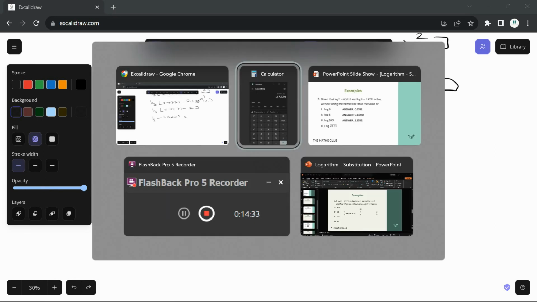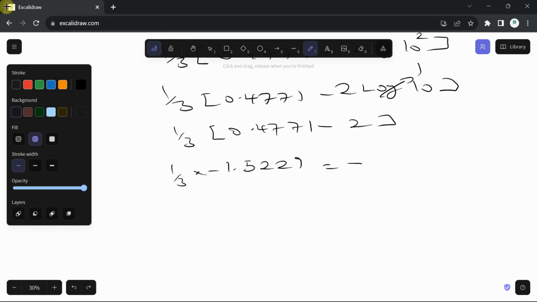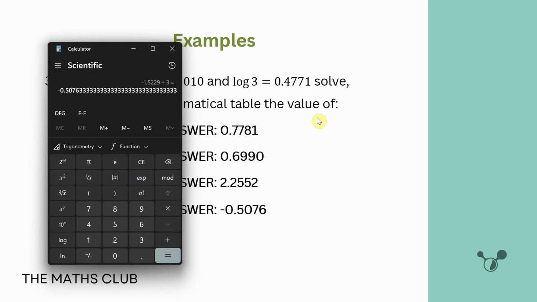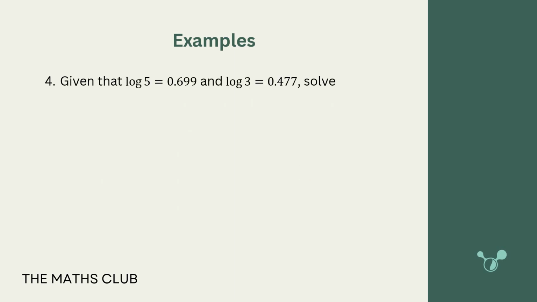So if I divide this value by 3, this will be minus 0.508. Great. Let's see if our answer is correct. Yeah, so minus 0.5076. If we took it to this point, then that will be minus 0.5076. Great.